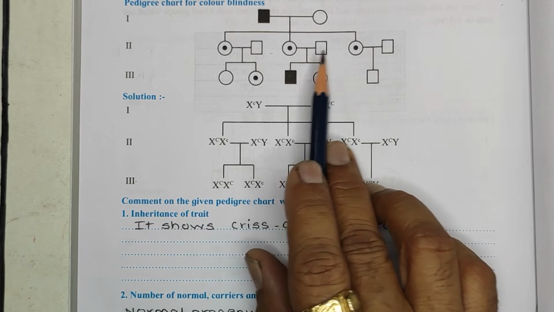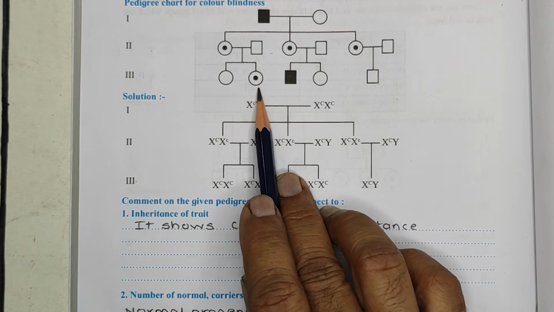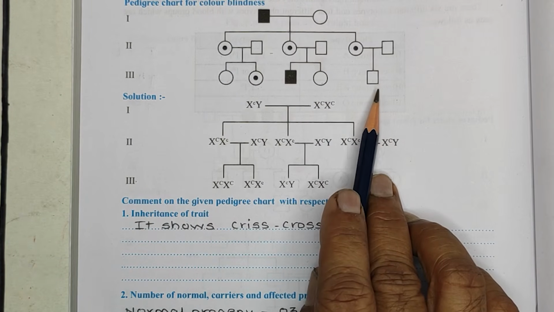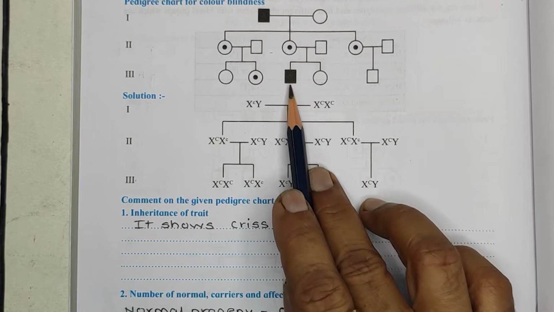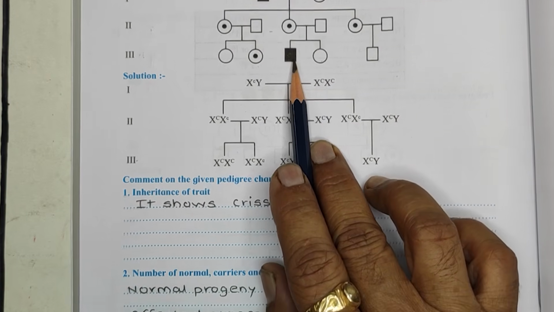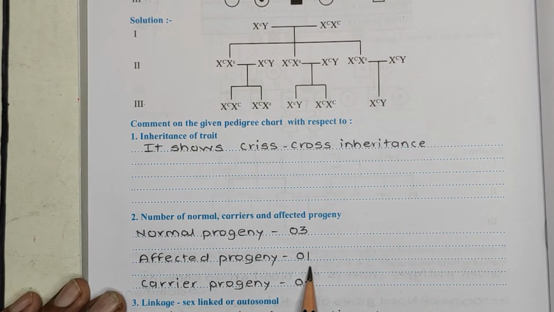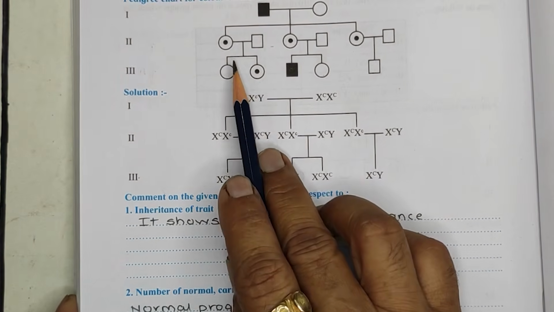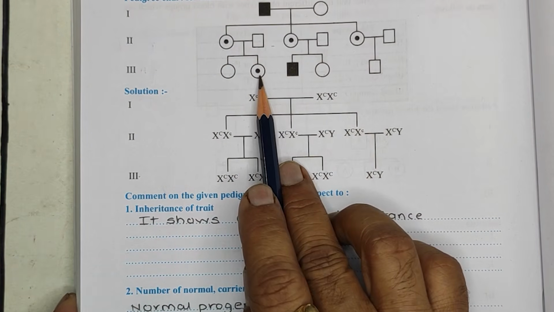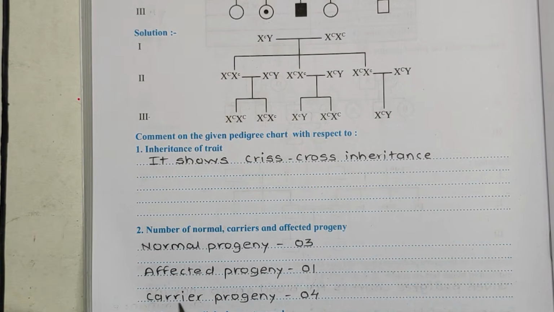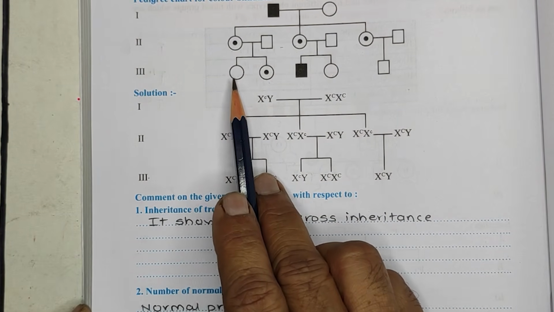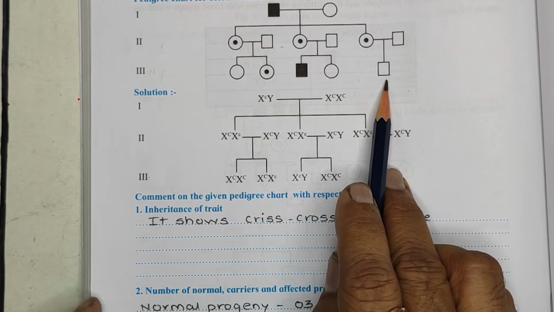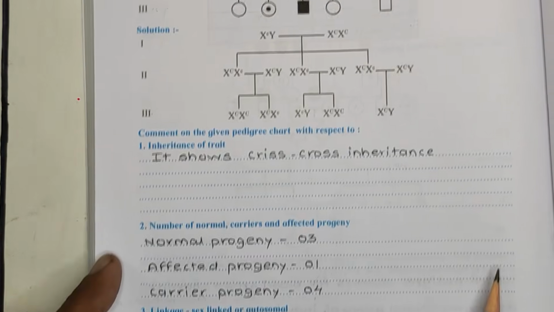1, then 2, then 3, then 4, 5, 6, 7, 8. Total 8 progenies are there. Of which are the affected one? The dark one is affected. So we'll write here the affected progeny is 1. Then carriers we can easily recognize: 1, 2, 3 and 4. So 4 carrier progenies are there, and then how many normal are there? So normal here: 1, 2 and 3 are the normal progenies.